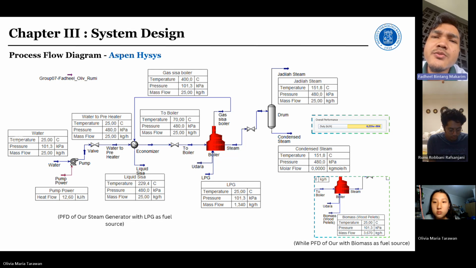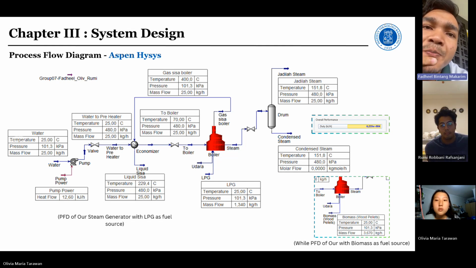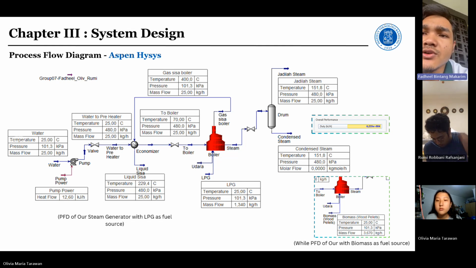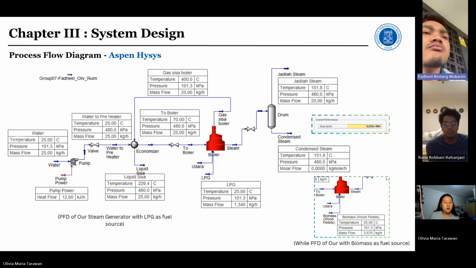The pump consumes approximately 12.60 kilojoule per hour, and the pressurized water then flows into the economizer, a heat recovery unit where the water is preheated using residual energy from the boiler flue gases. The feed water exits the economizer at 70 degrees Celsius, reducing thermal load on the main boiler and optimizing fuel usage.